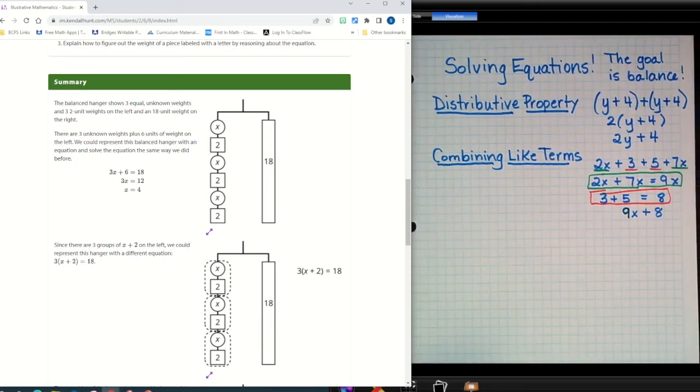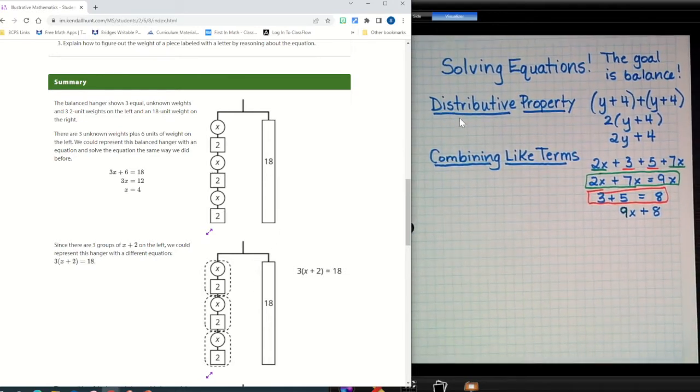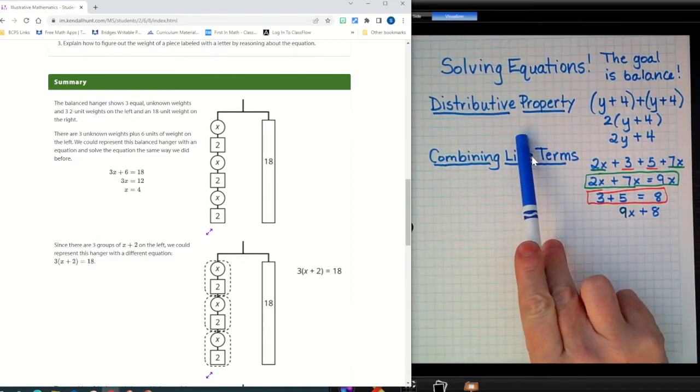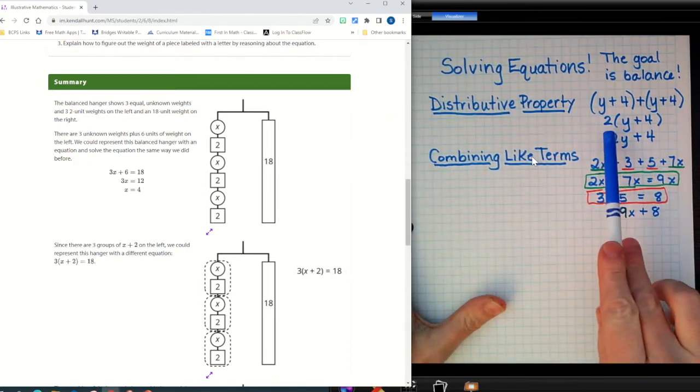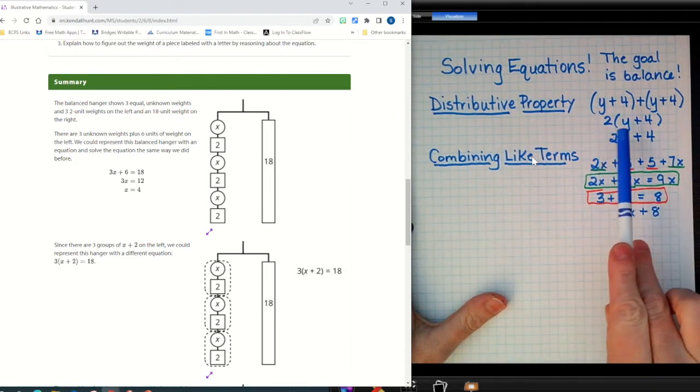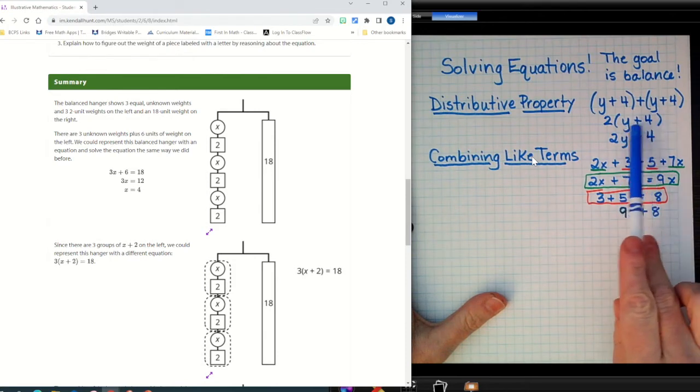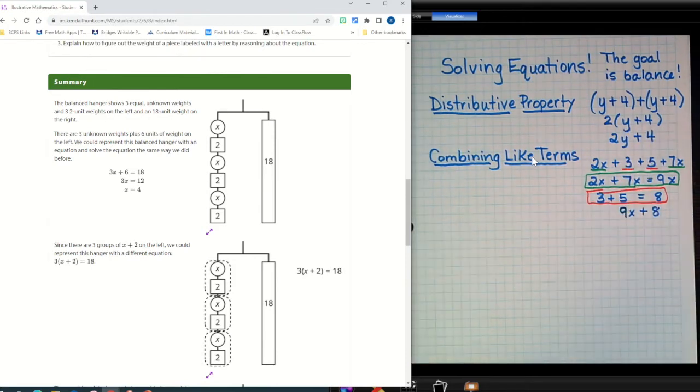Okay, so we have been working on some pretty advanced equations recently using these wonderful hanger balances from Illustrative Math. And I am going to do one with you here so that way you can practice on your own. Just to review, we have been working a lot with the distributive property, and we've been doing a lot with combining like terms. And remember, the distributive property is a property that allows us to multiply quantities on either side of the addition or subtraction sign within the parentheses.